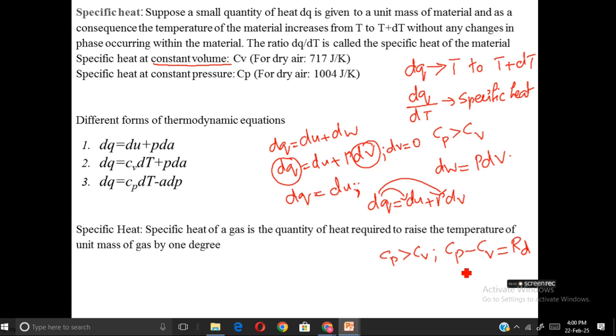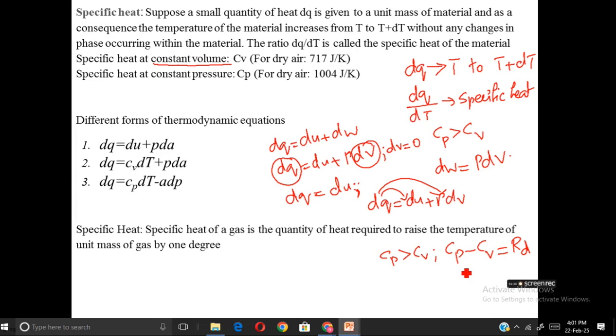Suppose a small quantity dq is given to a unit mass of the material. As a consequence, the temperature of the material rises from T to T plus dT without any change in phase of the material. The ratio dq by dT is called the specific heat of the material. The heat that we are supplying could be at constant volume or at constant pressure. If we are supplying the heat at constant volume, the amount of heat required to increase the temperature is 717 joule per kelvin. And if we are supplying it at constant pressure, then the amount of heat required to raise the temperature will be 1004 joule per kelvin.